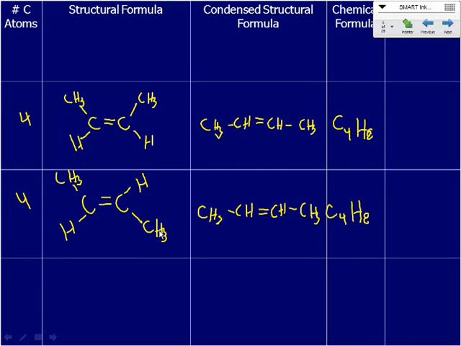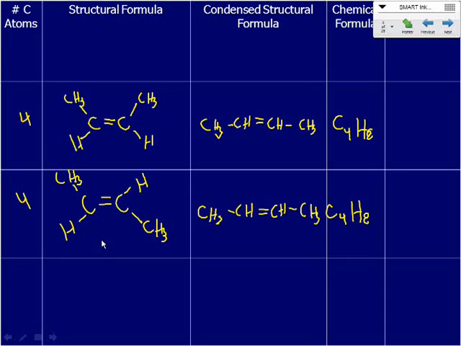The way we name geometric isomers has to do with the position. So right here in this one, we've got opposites.